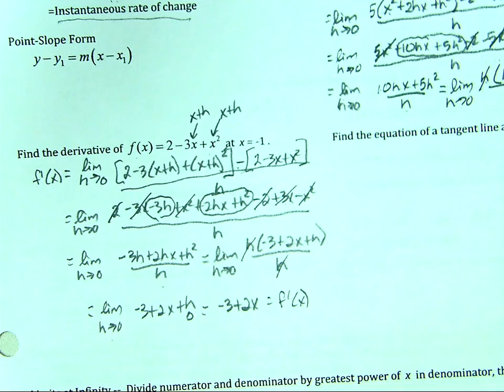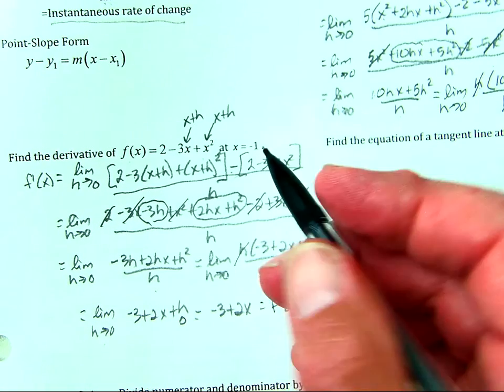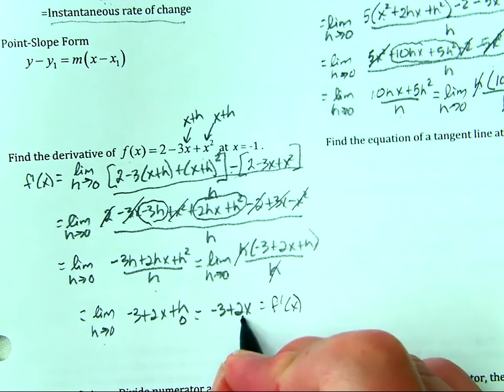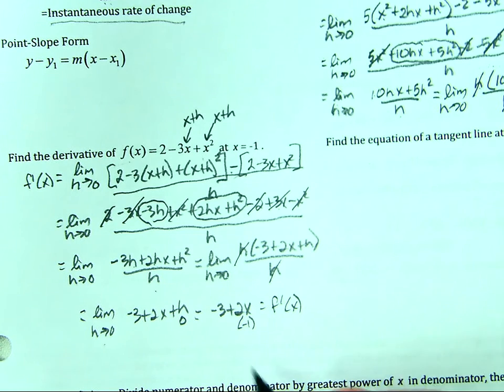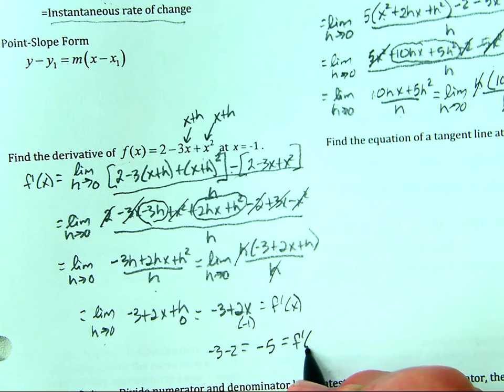The same exact thing we did on the problem before. It's just called a derivative. Now notice it says find the derivative at x equals negative 1. So let's put negative 1 in here for x. That'll be negative 3 minus 2, which is negative 5. That's f prime of negative 1.